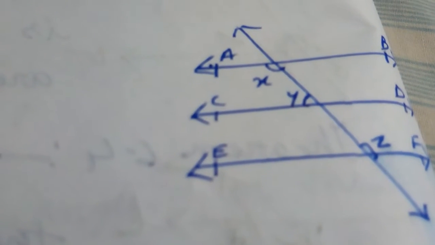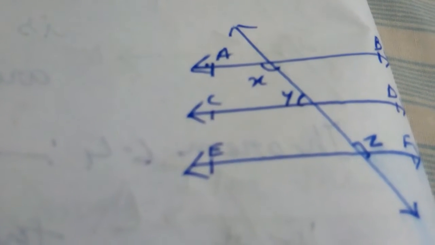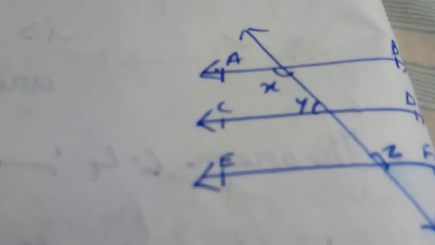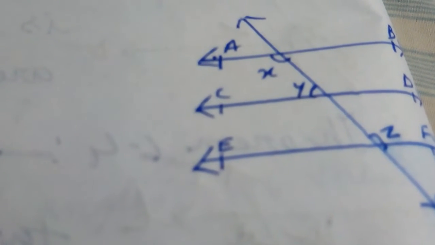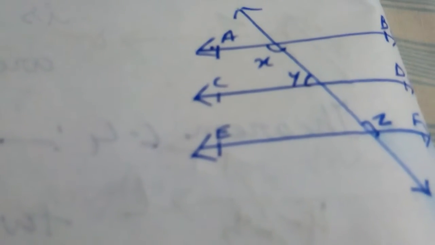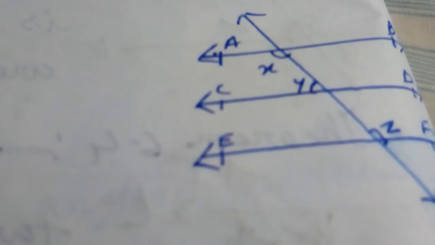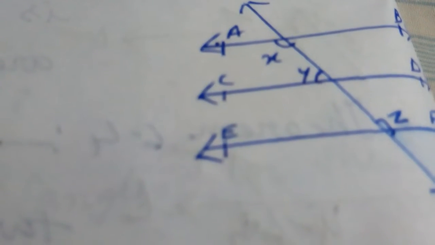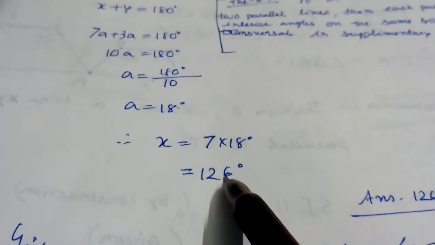7A plus 3A is equal to 180 degrees. 7A plus 3A is 10A. 10A is equal to 180 degrees. Therefore, A is equal to 180 degrees divided by 10. So we find that A is equal to 18 degrees. Now x is equal to 7A and A is equal to 18 degrees. Therefore x is equal to 7 into 18, 126 degrees.